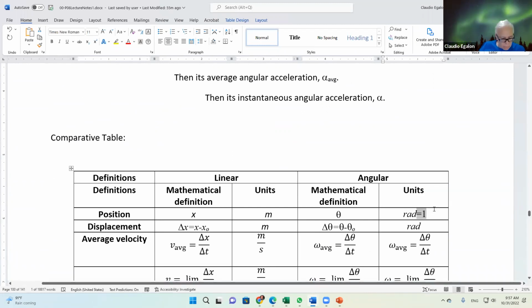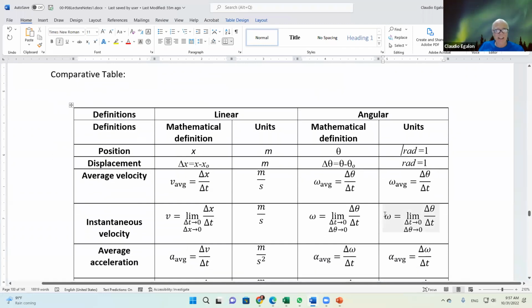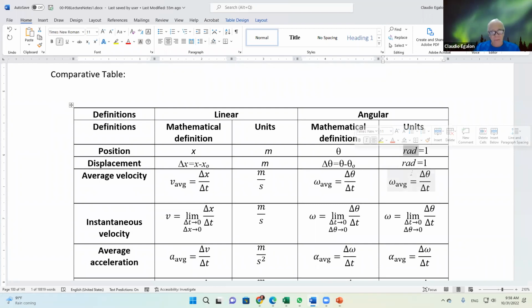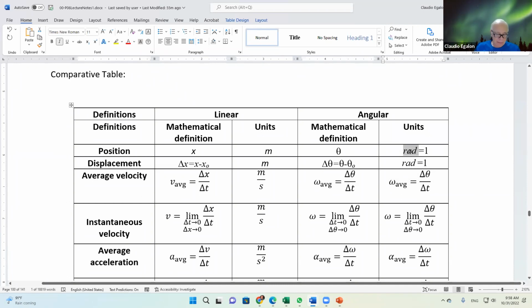That's why it's so difficult sometimes to understand what the radian is all about. I used to get confused about it, and finally I figured out why. That's because the radian is a unitless unit, okay? But we still give it a name, radian, because we want to distinguish it from the other unit for angle, which is the degree. That's why we come up with this funny unit, radian.